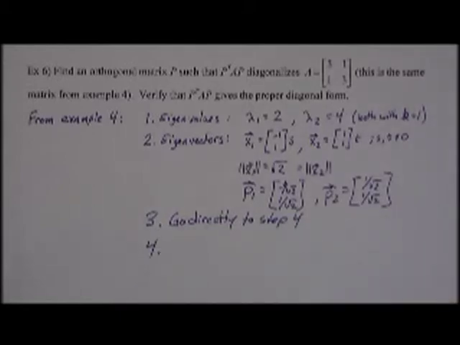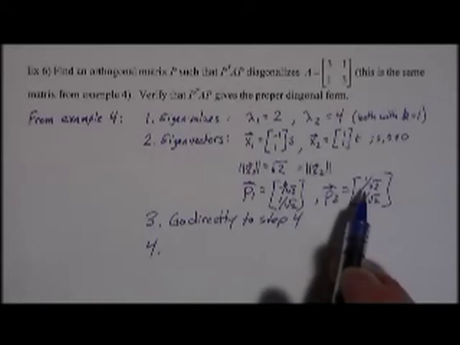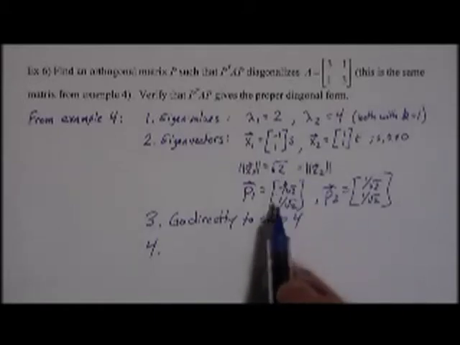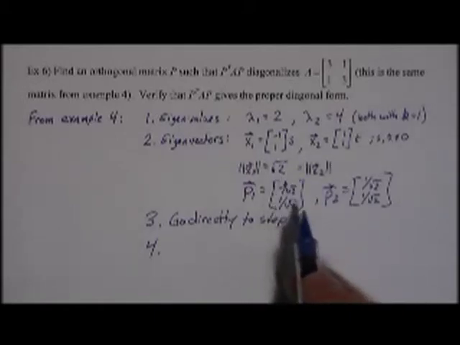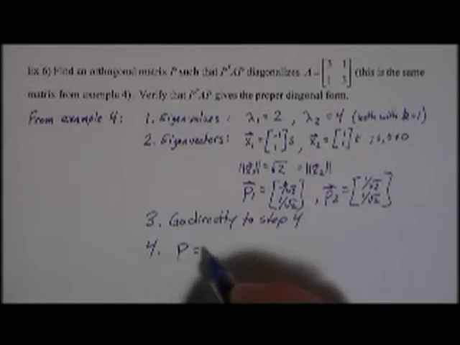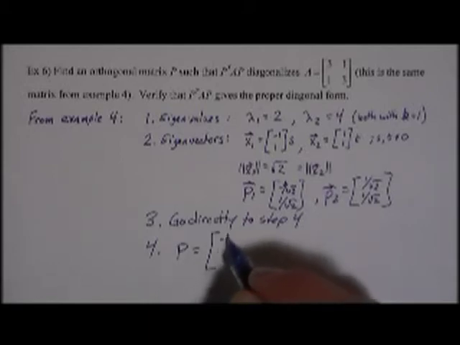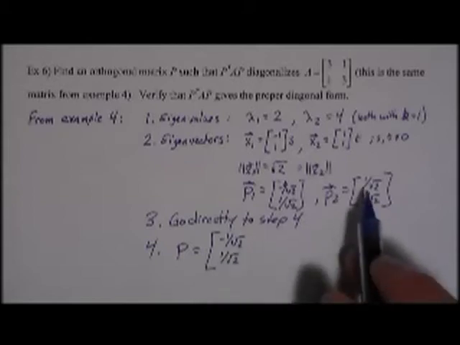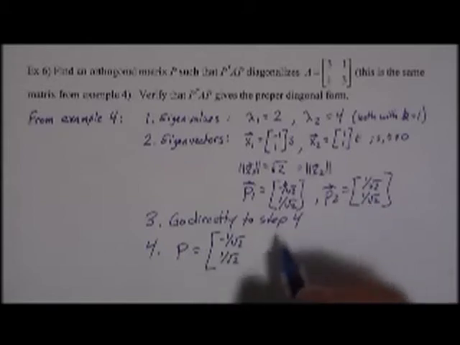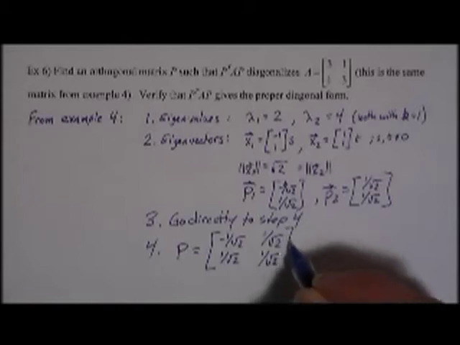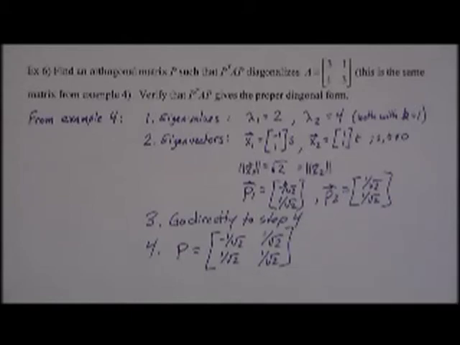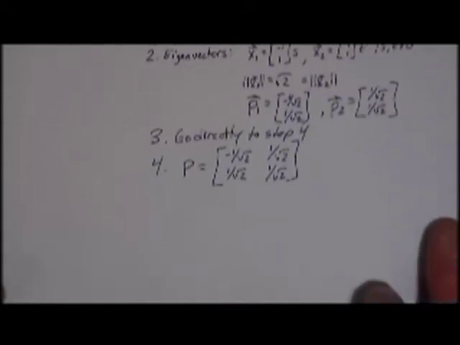So step 4, just take all the p vectors that we found in steps 2 and 3 and use them as columns to create my P matrix. So -1 over root 2, 1 over root 2 is the first column in the P matrix, and then p2 is the second column, 1 over root 2, 1 over root 2. And then it says to verify that P transpose AP gives you the proper diagonal form.